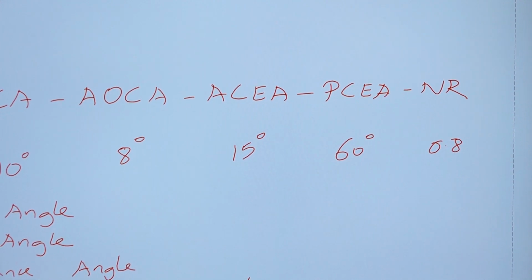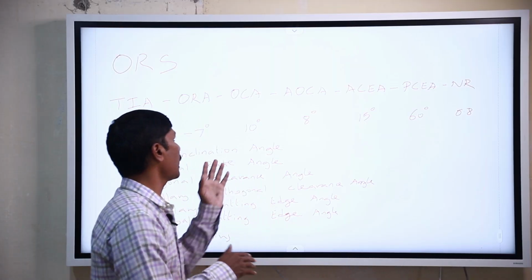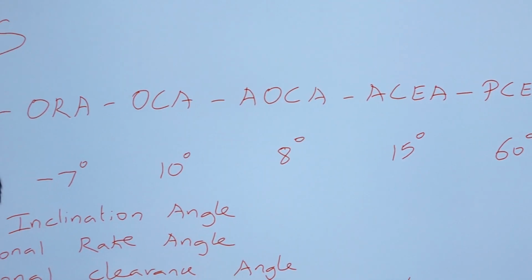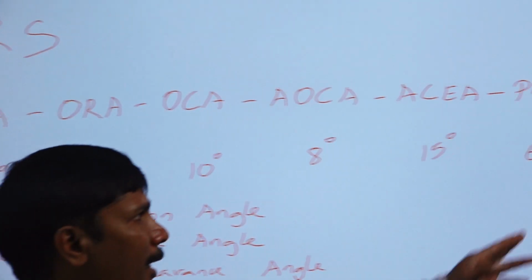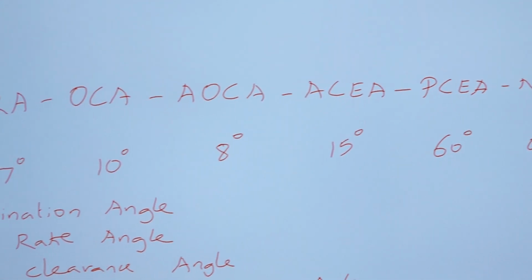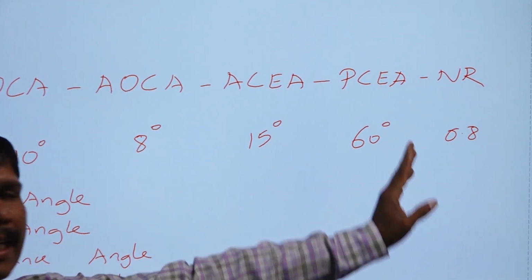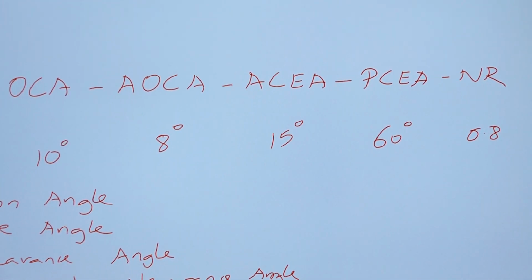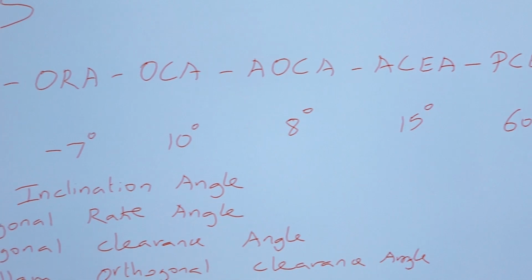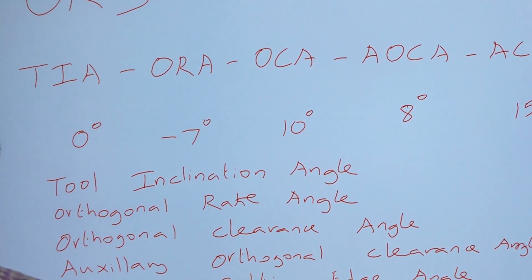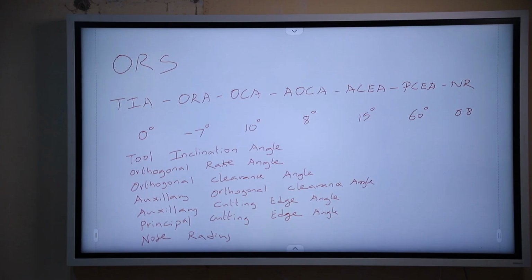The only common thing in ASA and ORS is that the 7th term is always the nose radius. We have one example: 0 degree, -7 degree, 10 degree, 8 degree, 15 degree, 60 degree, 0.8. It means the nose radius is 0.8 mm, and the tool inclination angle is 0 degree. In that way we can remember.